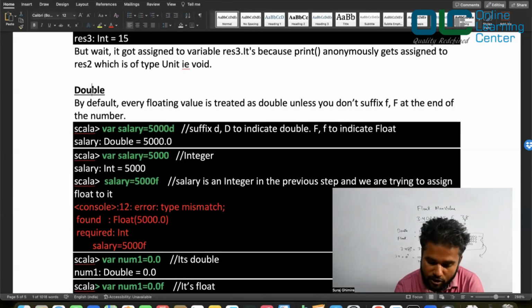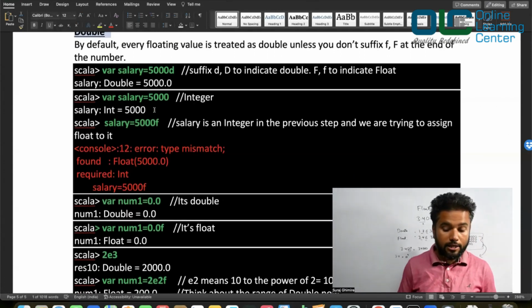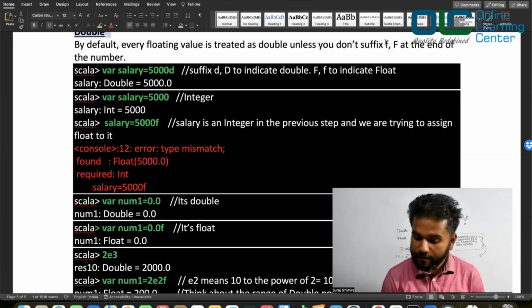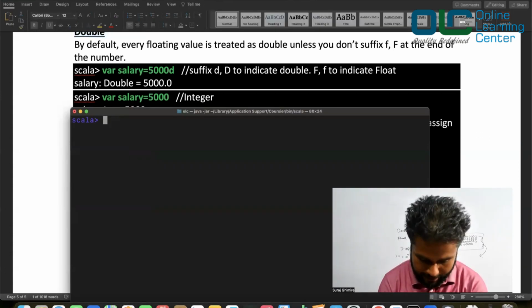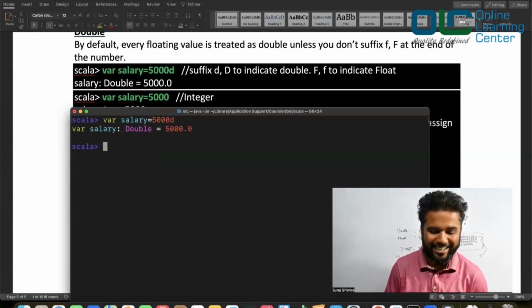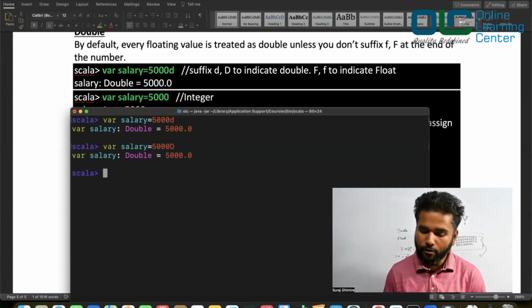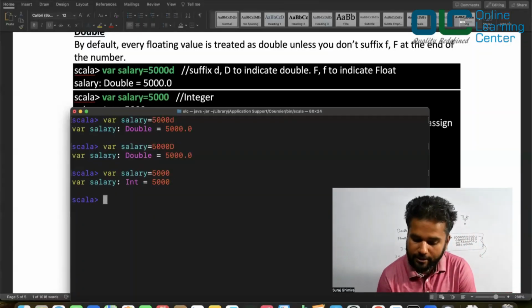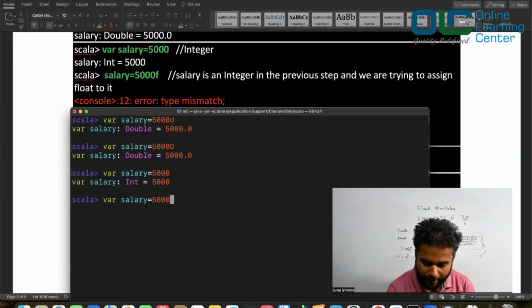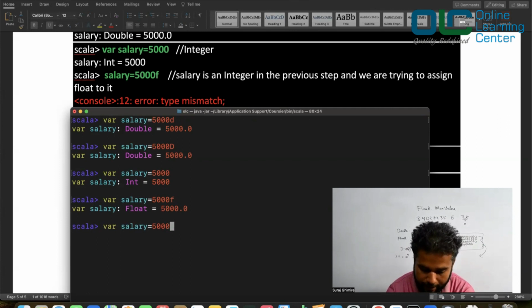Now let's talk about double. By default, every floating value is treated as double unless you suffix small f or capital F at the end of the number. Which means if I say salary is equal to 5000 d, if I write d, that means it is double. If I write capital D, then also it is double. What if I don't write d? Then by default it is integer. Similarly, what if I write f? If I write f, then it is a float. If I write capital F, it is a float.